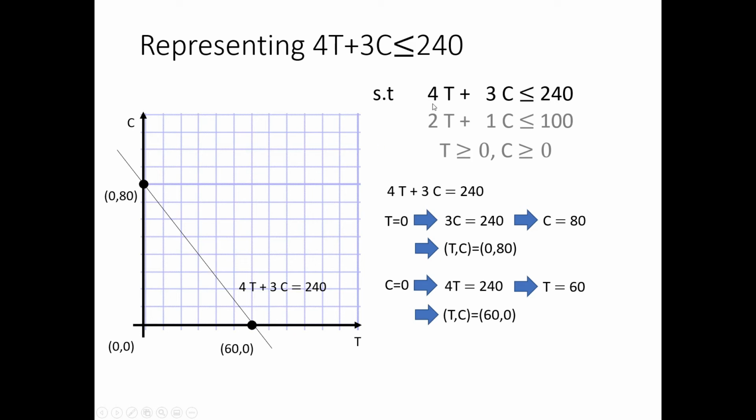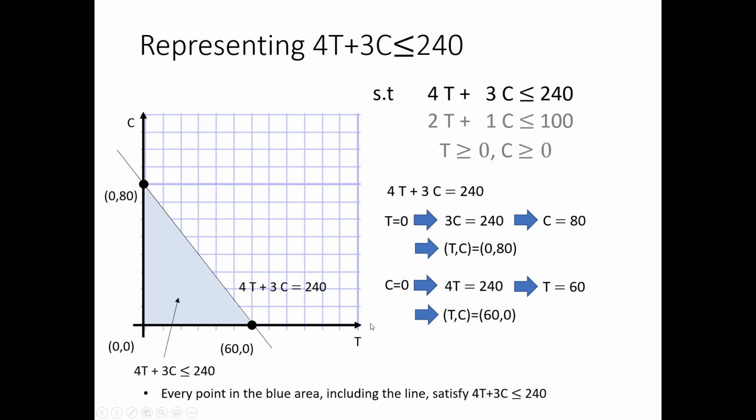So let's plug it in. 4 times 0 plus 3 times 0, apparently still 0. It is indeed less or equal to 240. So we conclude that this point is on the side of this line that satisfies this inequality. So that tells us this whole shaded area satisfies this inequality. And what that again really means is every point in this shaded area, including every point on this line, satisfies 4t plus 3c less or equal to 240.